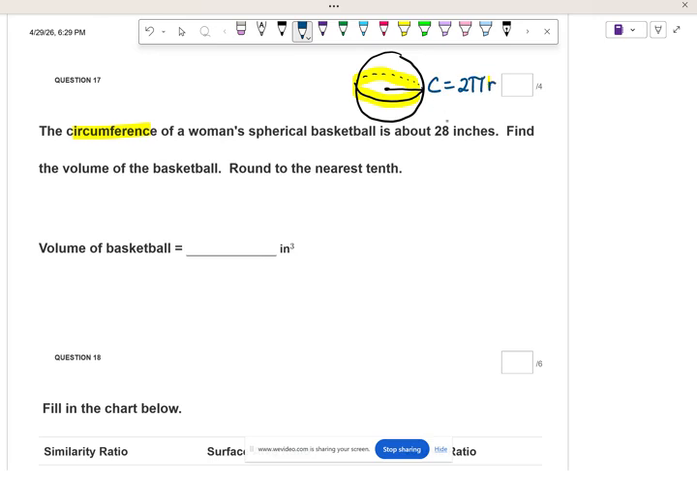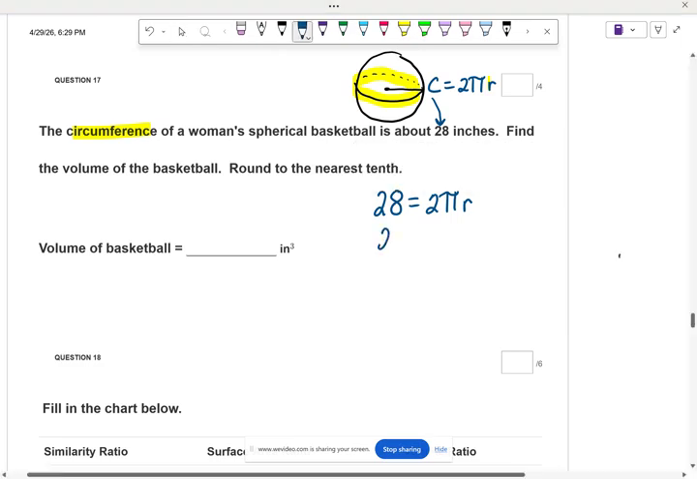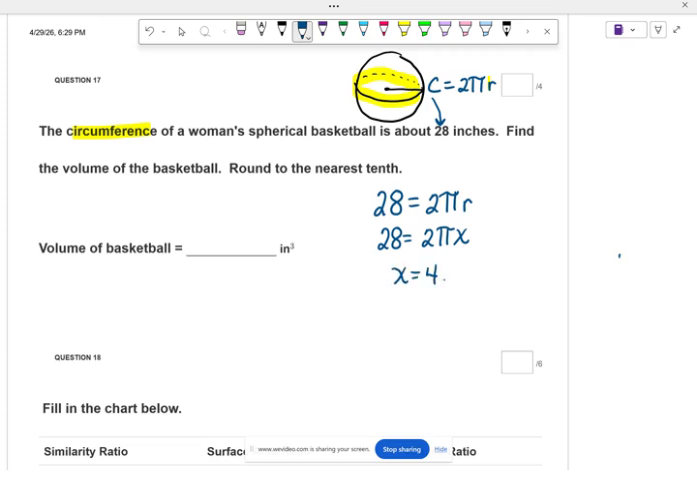They tell us that the circumference C is 28. So we're going to solve this equation. We're going to take out the C and put in 28 equals 2 pi r. We're going to change that r to an x. And let's go see what that gives us. That would be about 4.5 if we round to the 10th. So r, the radius, is about 4.5.